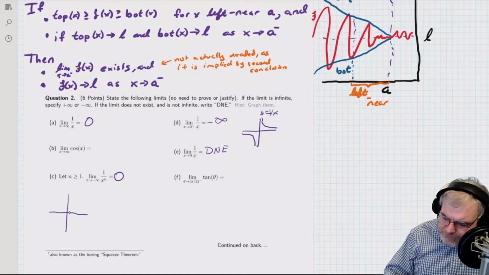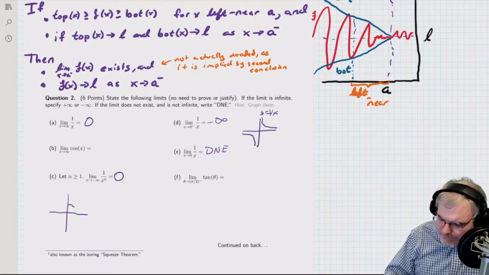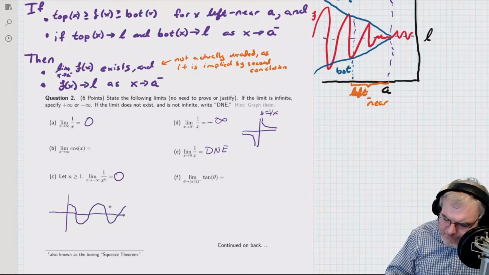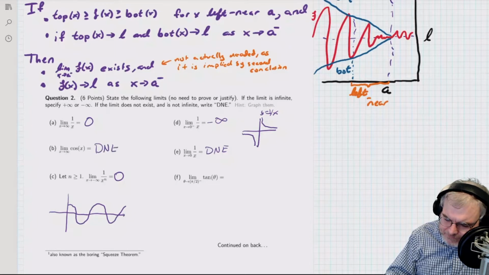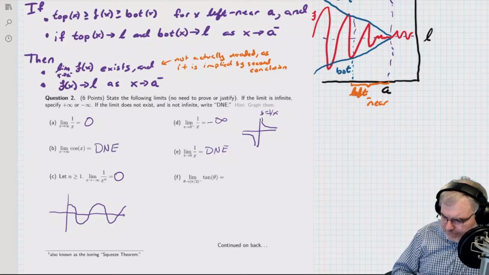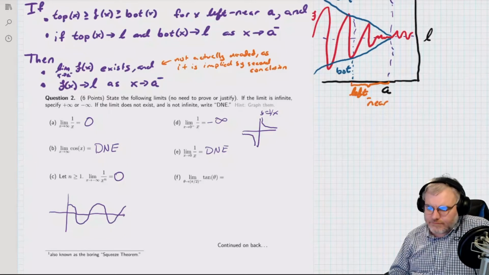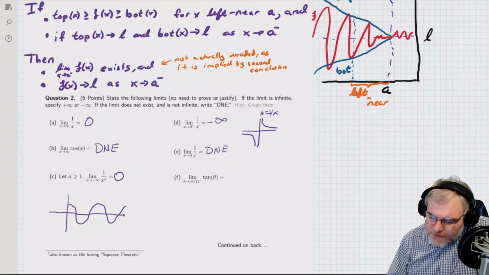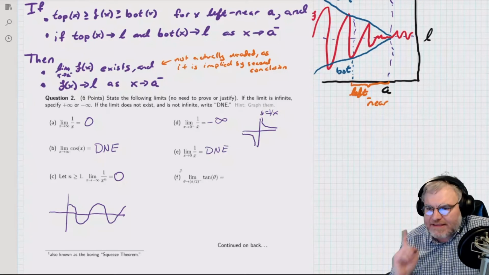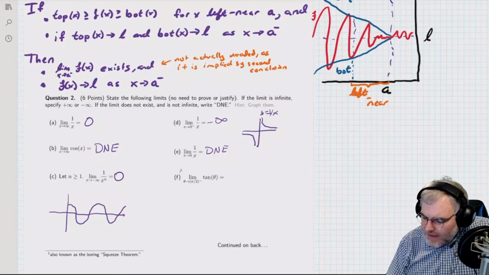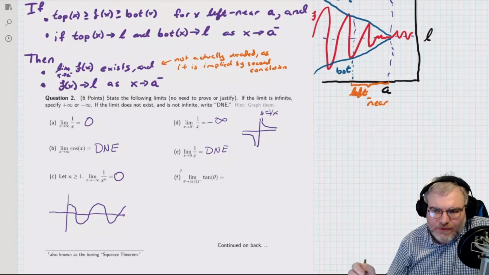Cosine, as I go to infinity, well, cosine starts up here at 1, goes down, goes up, goes down, goes up, etc., but it oscillates forever. This one's a little trickier. So there are a couple ways to think of this. The easiest way is to graph it and just know what the graph looks like.